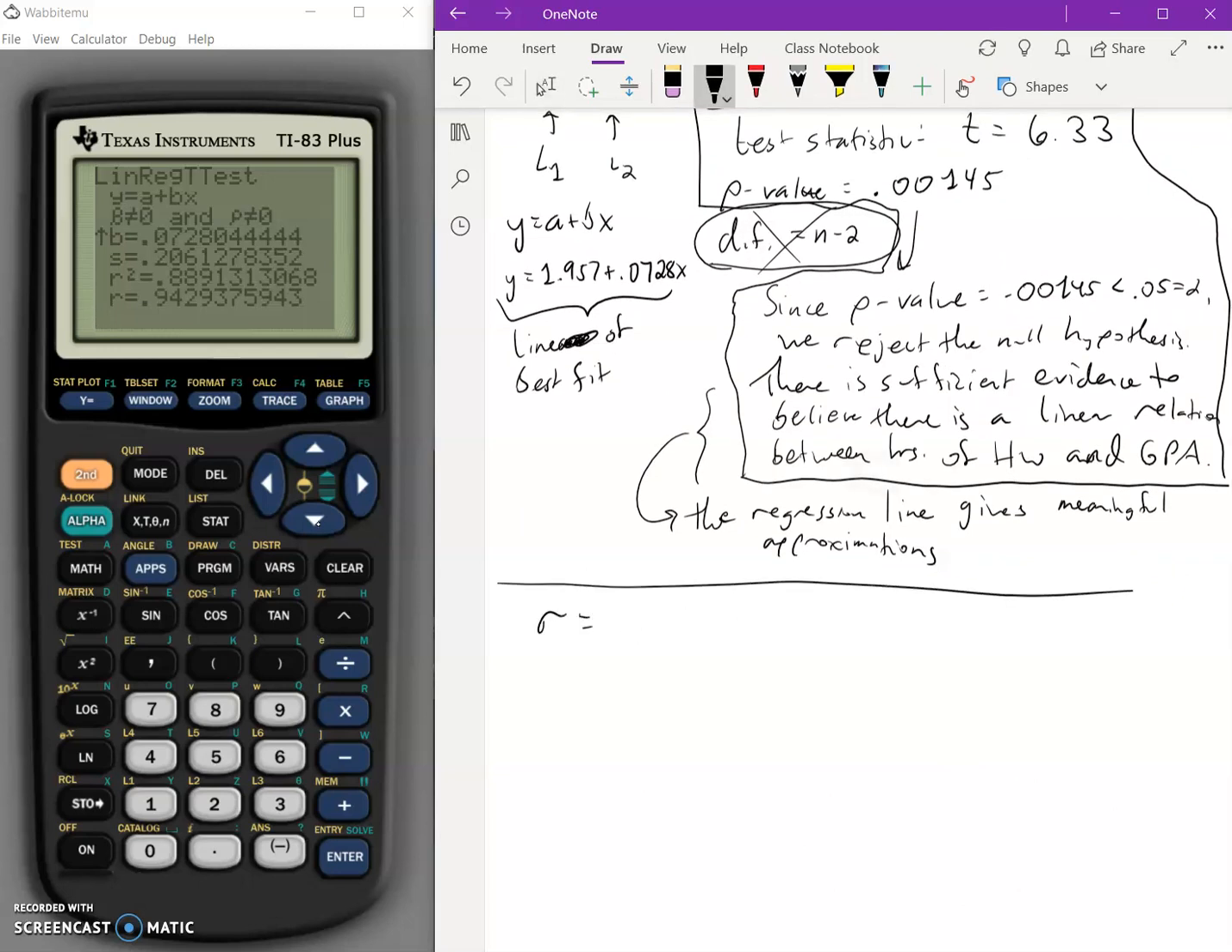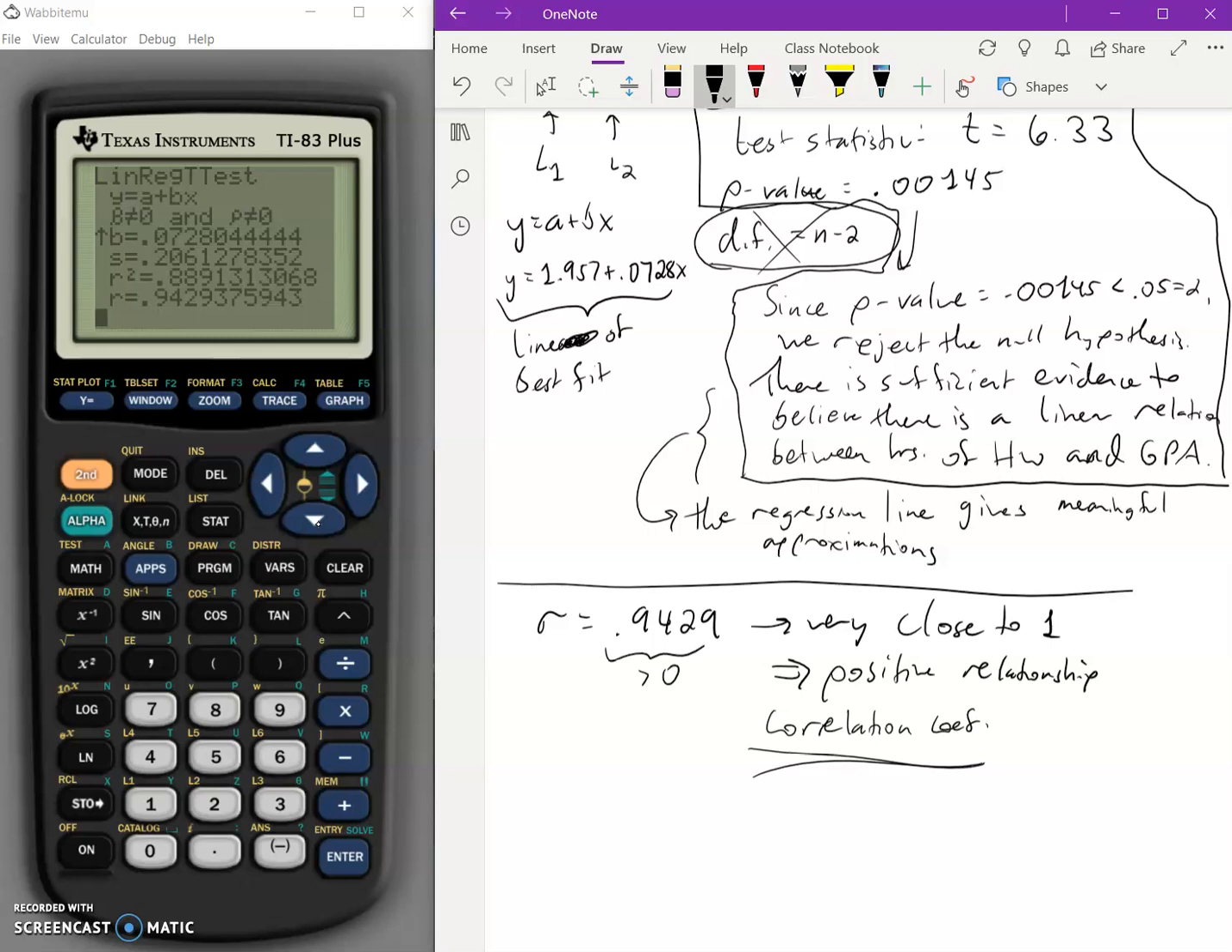So now a few things that we can note back on the calculator is that we see here that R is equal to 0.9429. Now this is very close to 1. So what this tells us is that we do have a positive relationship. It's positive because R is positive. So this number here is greater than 0, because if it's less than 0, then it's going to be a negative relationship. So this is our correlation coefficient. And remember, this is just a statistic. This is based off of our sample.